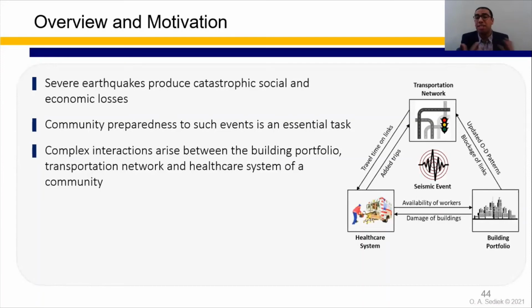And there are complex interactions that arise between the different systems in the community. This is an example of the interactions that can happen between the three studied systems, for example, between the transportation network and the healthcare system. The number of trips made between the injury location and the hospitals adds load to the transportation network in the community. At the same time, the functionality of the transportation network, like the travel time, controls the number of trips that can be made between the hospital locations and the building location.